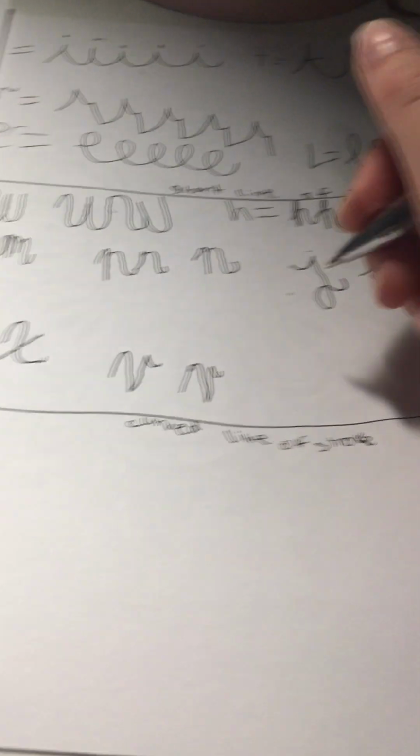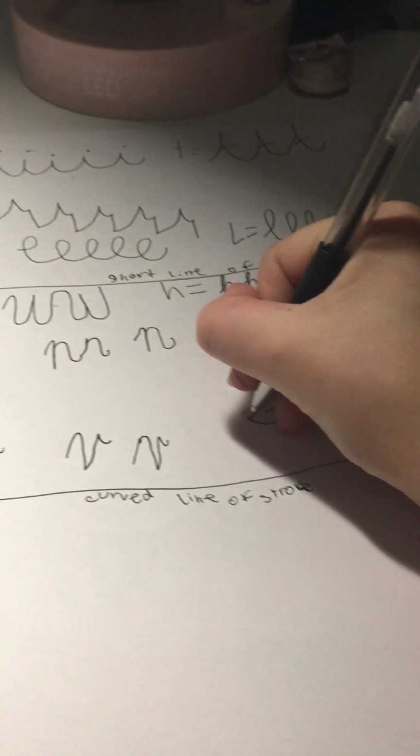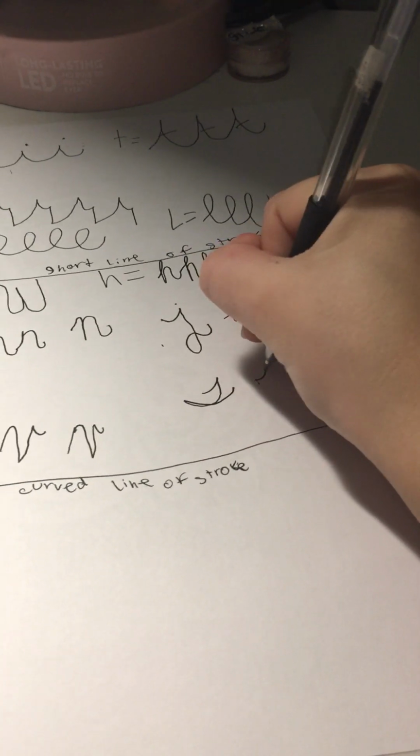So we're going to do it just up here again. Up here, here, here. It's the letter S. Up here, here. Letter S. Okay? Now the curved letter stroke.